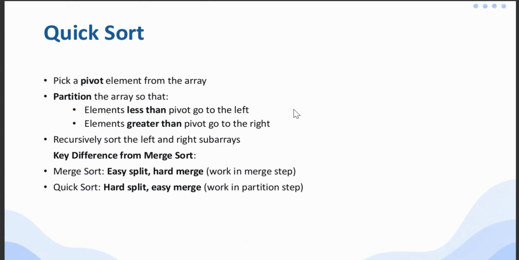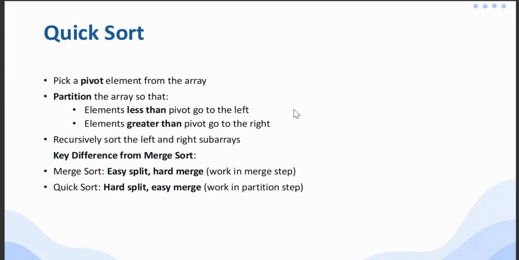Now let me introduce the second divide and conquer sorting algorithm, which is quick sort, right? Quick sort is a more practically important sorting algorithm. While merge sort guarantees O(n log n) performance, quick sort often outperforms it in practice due to better cache efficiency, right?